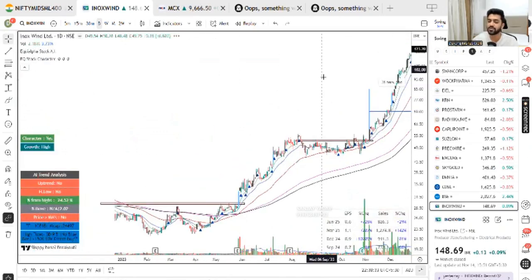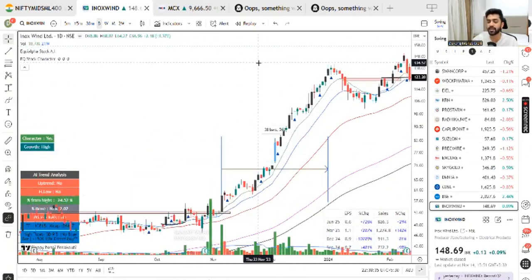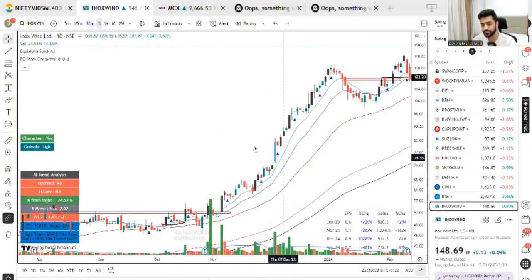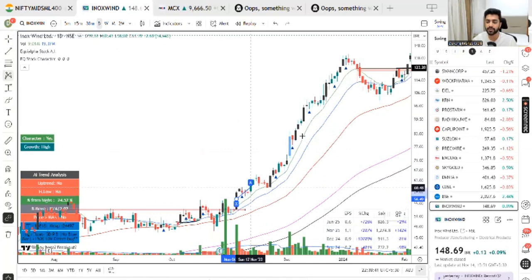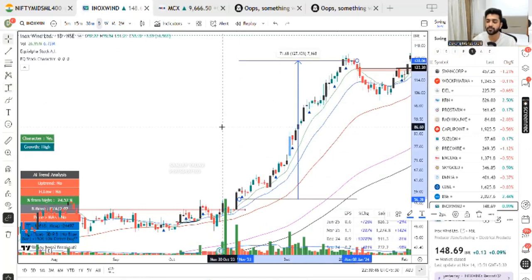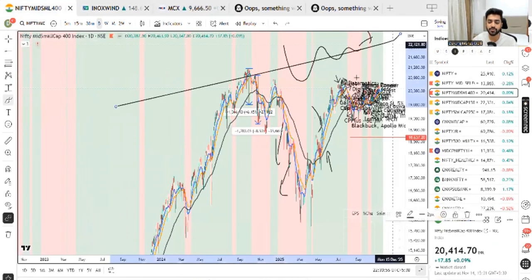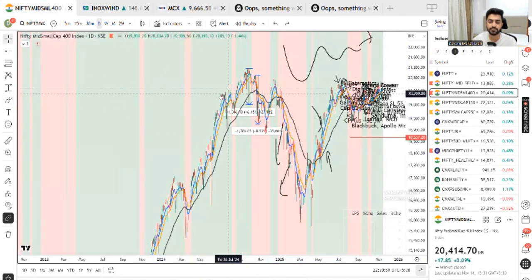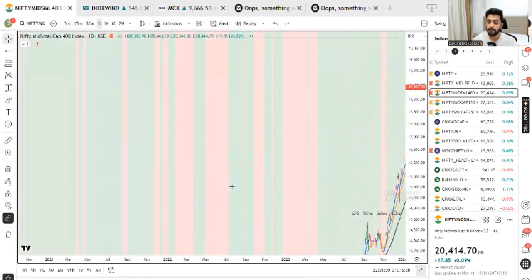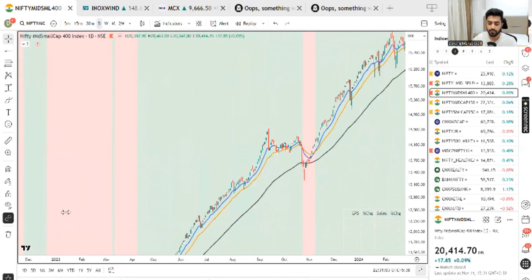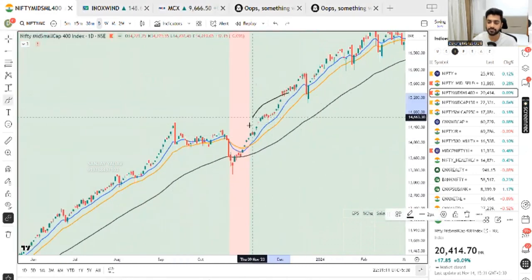The stock can simply correct, take time, may take months or not. Let's say this example, this was Inox Wind, very good move. This one also I think doubled up here, a 127% move. Now this was in a bull market. The stock came, which month is this? November 2023. Let's see, September, October, November, somewhere here, green region.